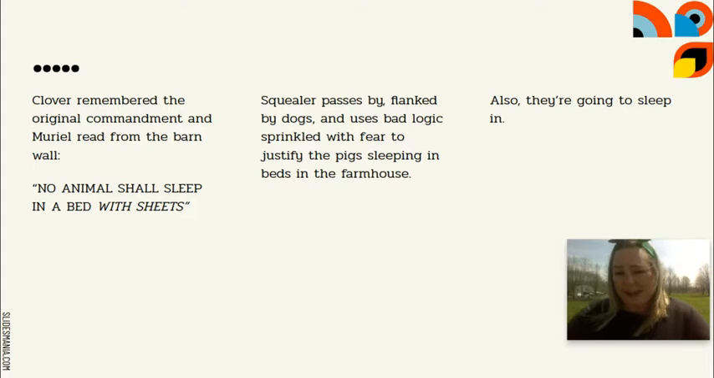So Clover asked Muriel to look at the barn wall and to read for her what the commandment says. And now the commandment says, no animal shall sleep in a bed with sheets. So the commandment has been altered. There are new words written on the wall, and it is in favor of what the pigs want.